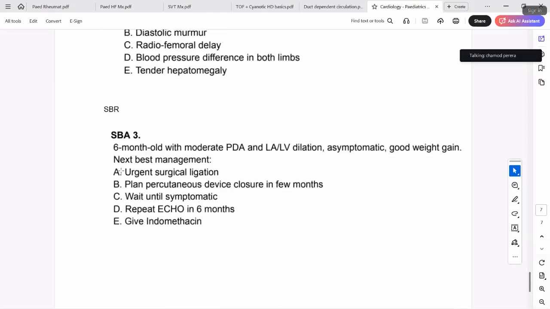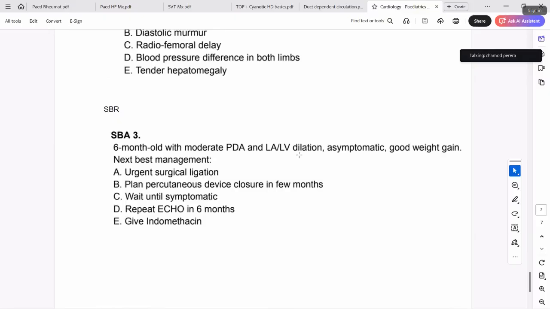So the next one is this paper. Okay, so last question. A 6-month-old with moderate patent ductus arteriosus, but the problem is the left atrium and the left ventricle are dilated. The baby is asymptomatic, good weight gain, but because the left atrium and the left ventricle are dilated, there is a risk that this baby is developing pulmonary hypertension.